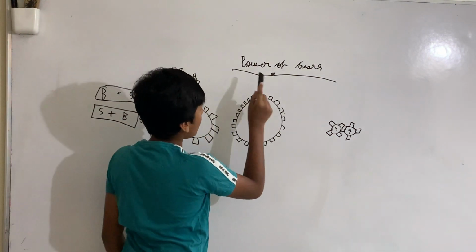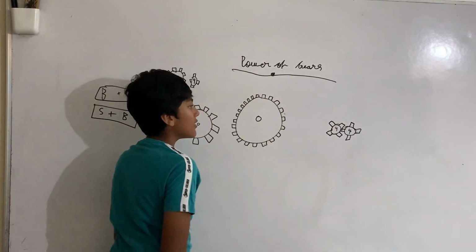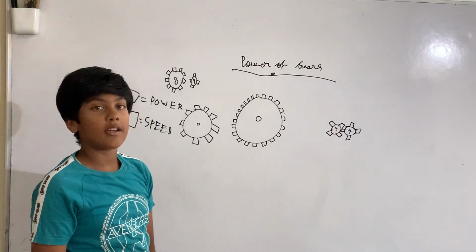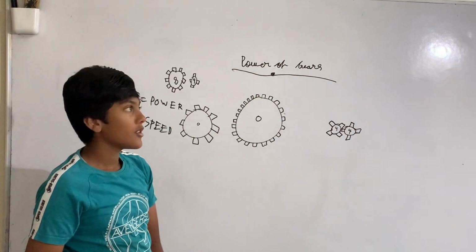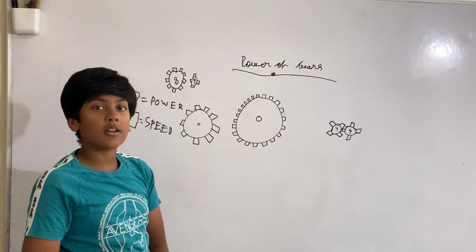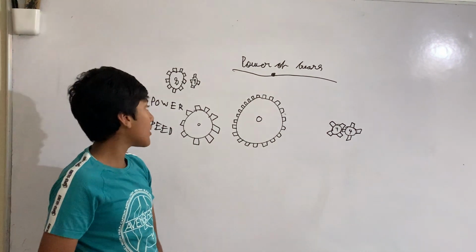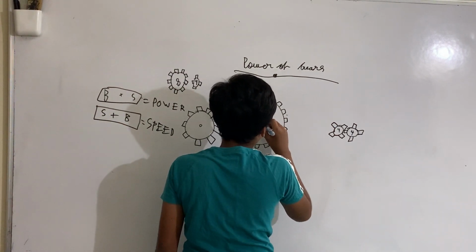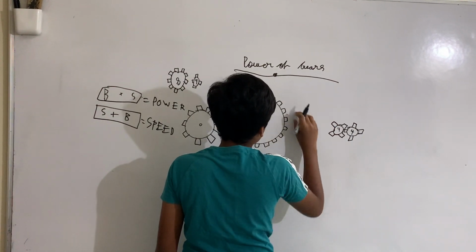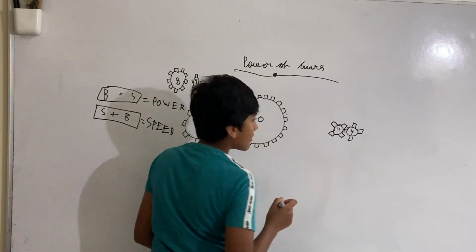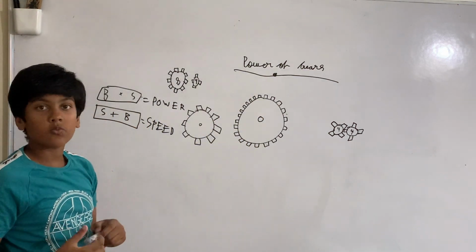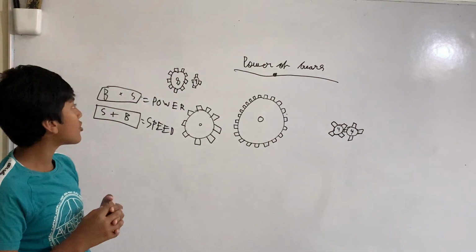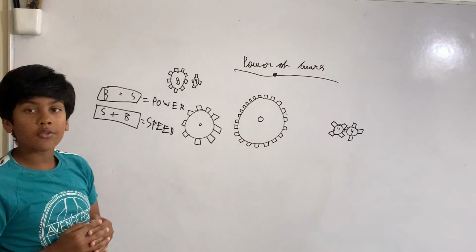Today we are going to be learning about the power of gears. Gears are very useful in engineering and technology. How? First, let's define what a gear is. A gear is basically a circle with a hole, with teeth around it. That is the definition of a gear, but there is so much more to a gear than you realize.